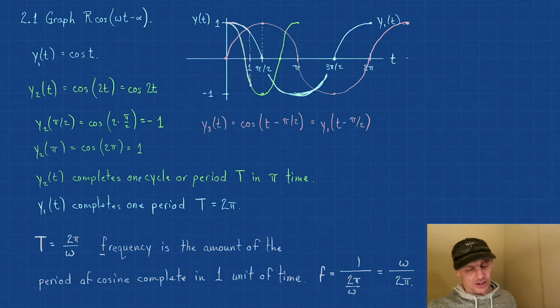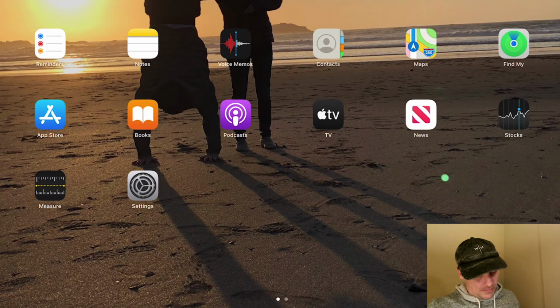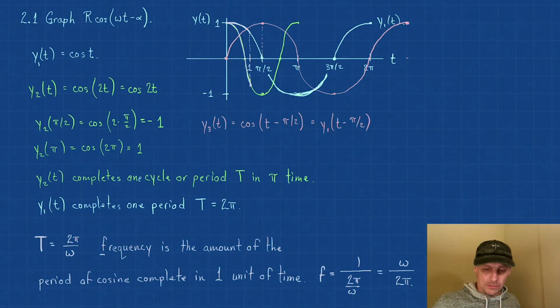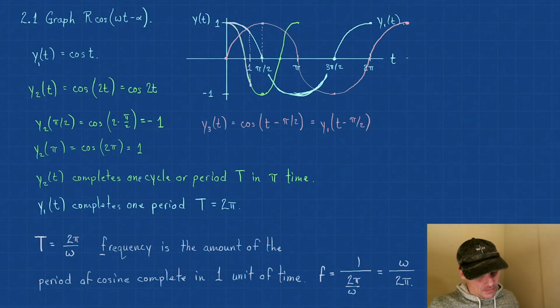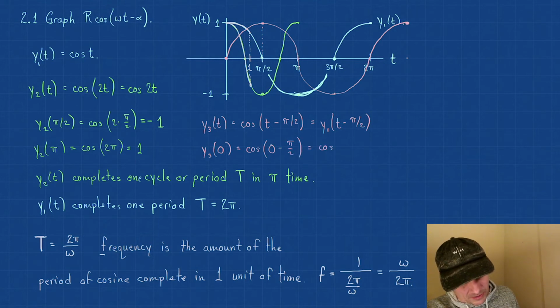Well, let's just do a quick check. Is y3 of 0, 0? So let's check. y3 of 0 equals the cosine of 0 minus pi over 2. Well, that's the same as the cosine of pi over 2 because cosine's even. Well, that's 0, so that checked out.